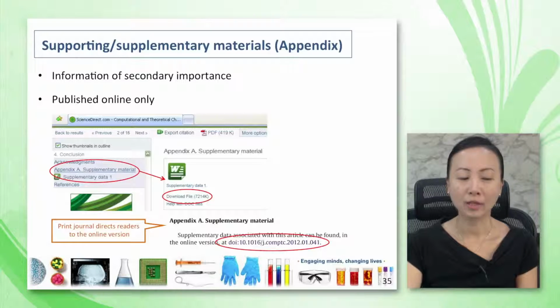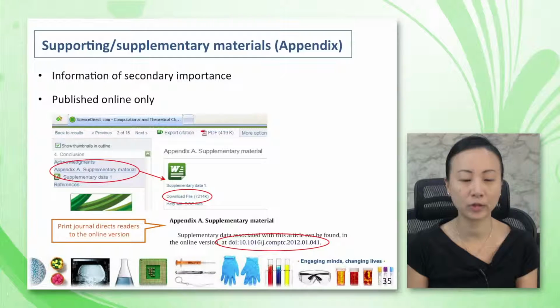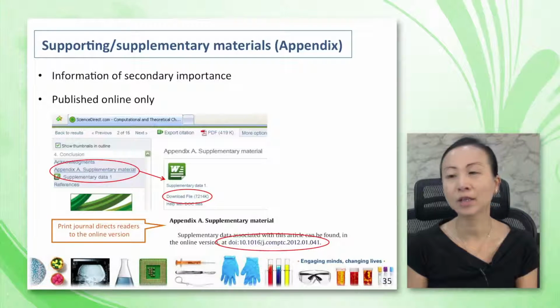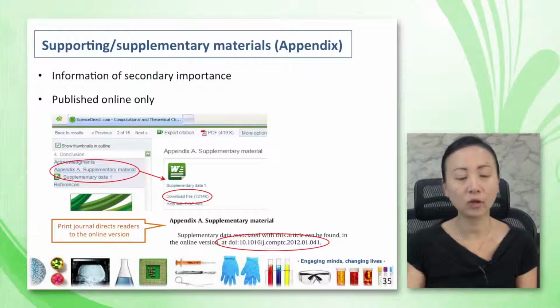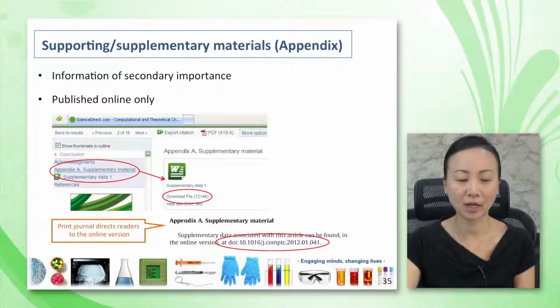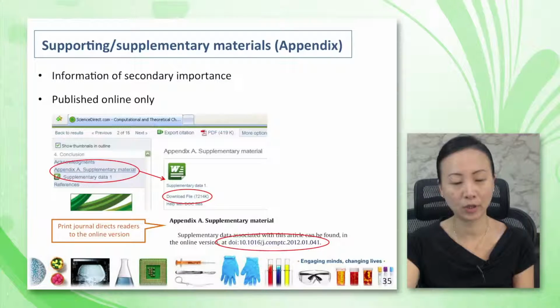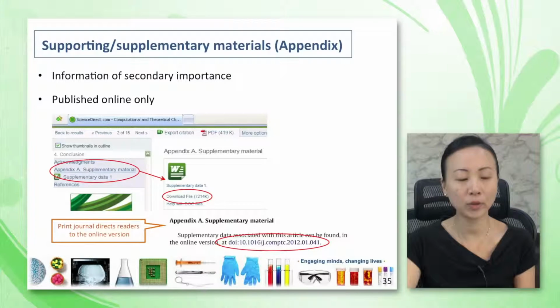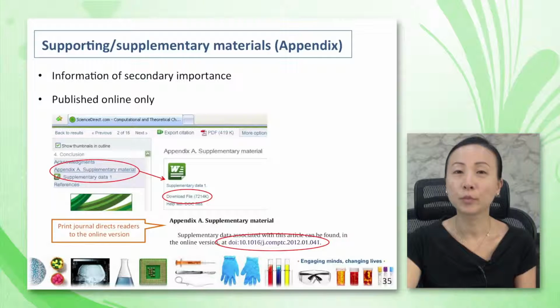Finally, as its name suggests, this section is for the supporting or supplementary materials. This can also have the heading of appendix. If you have lots of information of secondary importance, don't put it into the methods or the results section. Put them here. Journal space is precious and it costs money to print, so materials in this section tend to be published online only. Readers have the option of viewing the material online or downloading the information to their computer. The print journal will direct readers to the online material.